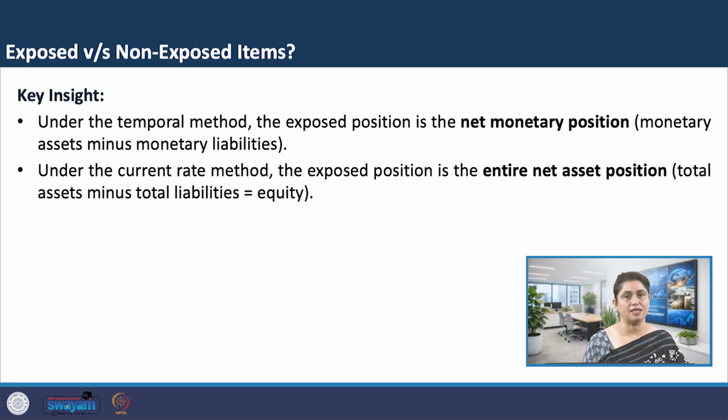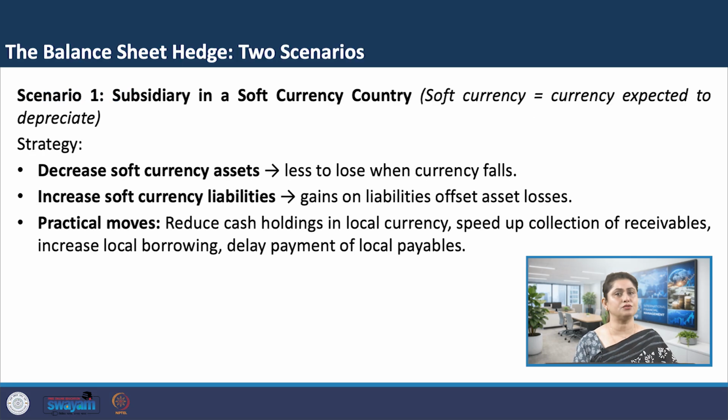This distinction has a direct practical implication. The balance sheet hedge strategy must be calibrated to the translation method being used. What are you trying to equalize? Monetary items or total assets and liabilities, depending on which method applies. And as we established in the previous lecture, that depends upon whether the subsidiary is integral or non-integral. Now let us look at the balance sheet hedge in action, starting with what is arguably the most common concern, a subsidiary operating in a soft currency country.